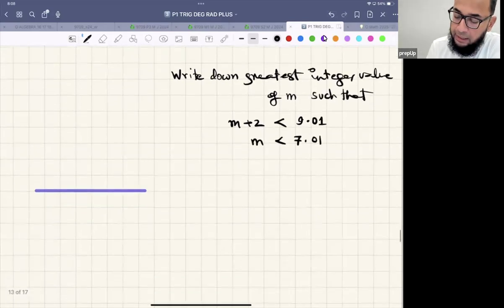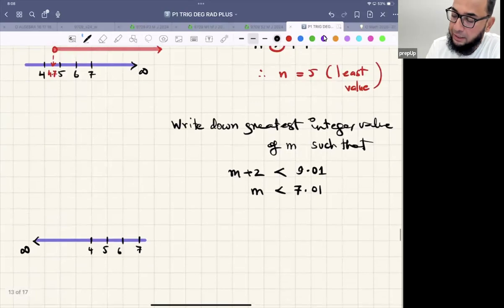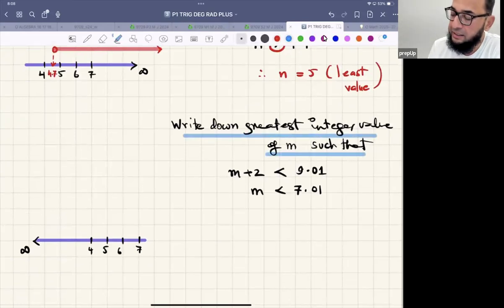So now we have 7 over here, we have 6 over here, we have 5, we have 4, all the way till infinity. So now if this is the scenario, what will happen? You have to draw a number line. So now over here, when you draw a number line, let me use a blue color and write down the greatest integer value. So now m is lesser than 7.1. It's just a little bit more than 7.